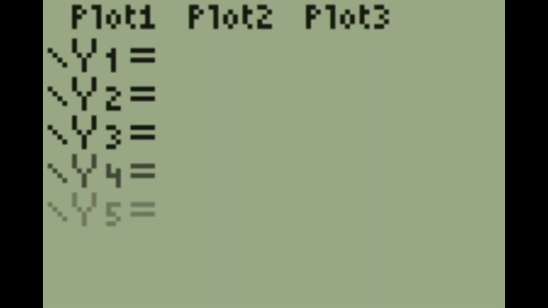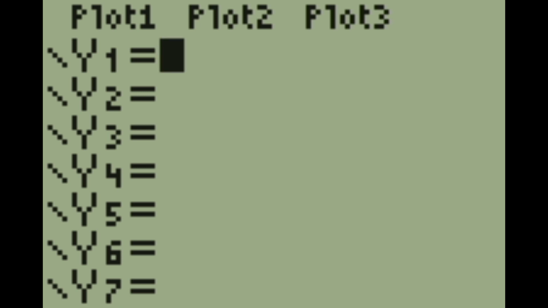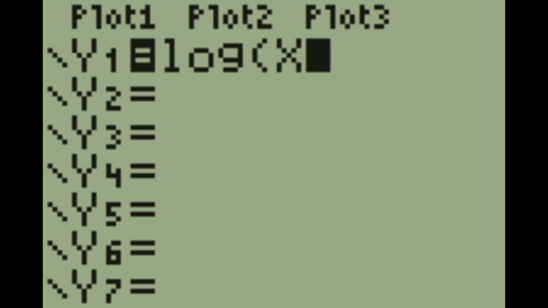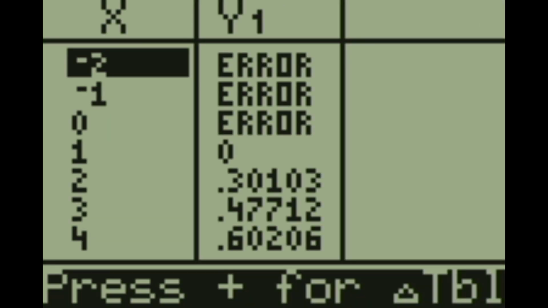When you turn on your calculator, you're going to go to y equals, go ahead and plug in your equation, log of x, close parentheses. And you can look at the graph, but we're looking for values, so press second graph. And we're going to go to this first number where we see the error. That's where our vertical asymptote will be. Our points are at (1, 0), and the next whole number is at (10, 1).